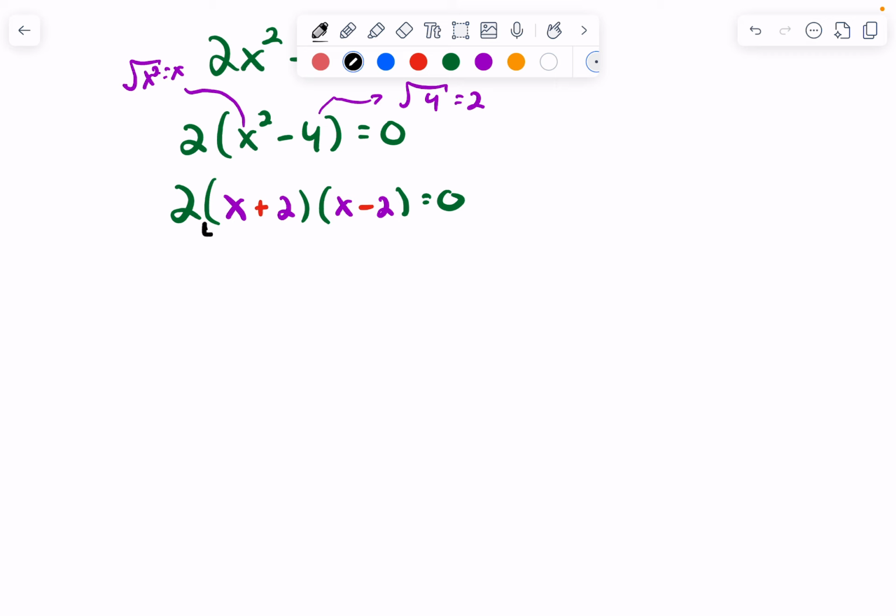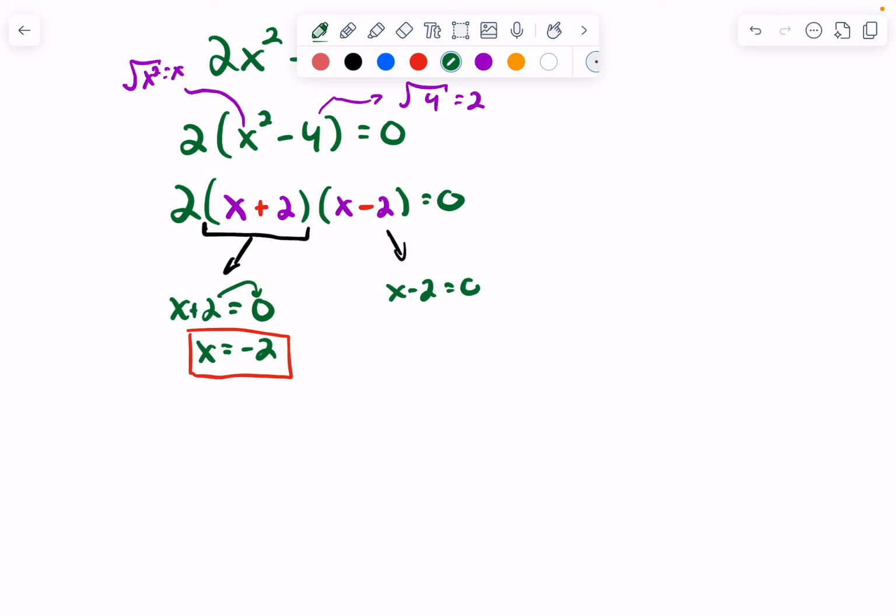Okay, now we have to keep going. We need to take this bracket right here, x plus 2, set it to 0, bring the 2 over, x equals minus 2. That is one solution. And then do it again. Take this bracket, x minus 2 equals 0. Bring the negative 2 over, and it'll become a positive 2.